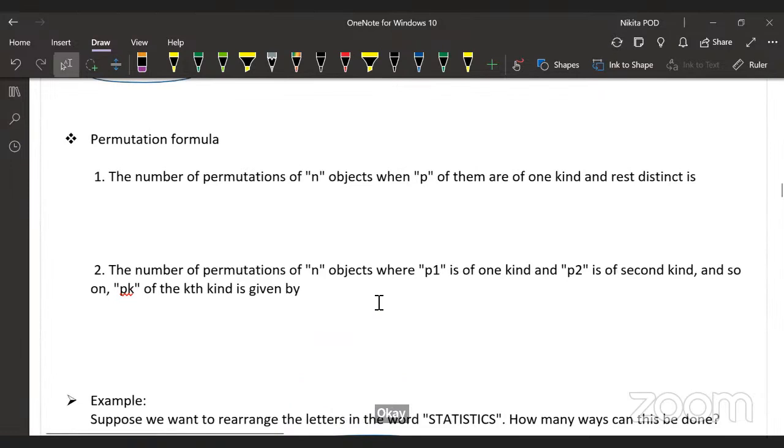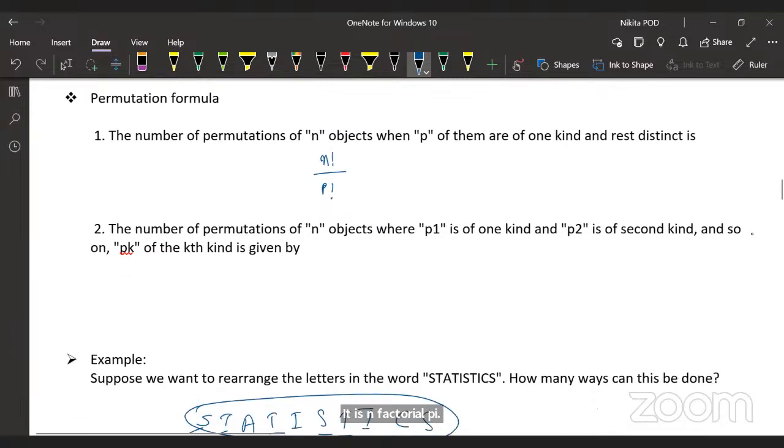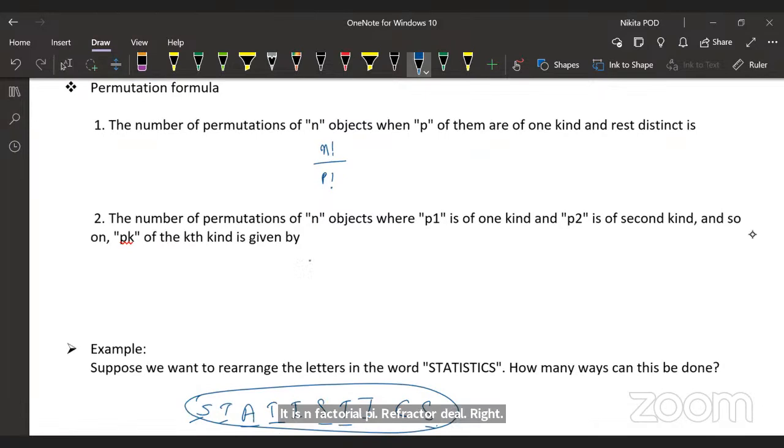So in general, the first one is the number of permutations of n objects when p of them are of one kind and the rest are distinct. In that case, what did we see? We saw that it is n factorial by p factorial, right? And when you have n objects and p1 is of one kind, p2 is of another kind, then you have p1 factorial times p2 factorial up to maybe pk factorial. So you need to divide it by all the possibilities that are repeating.